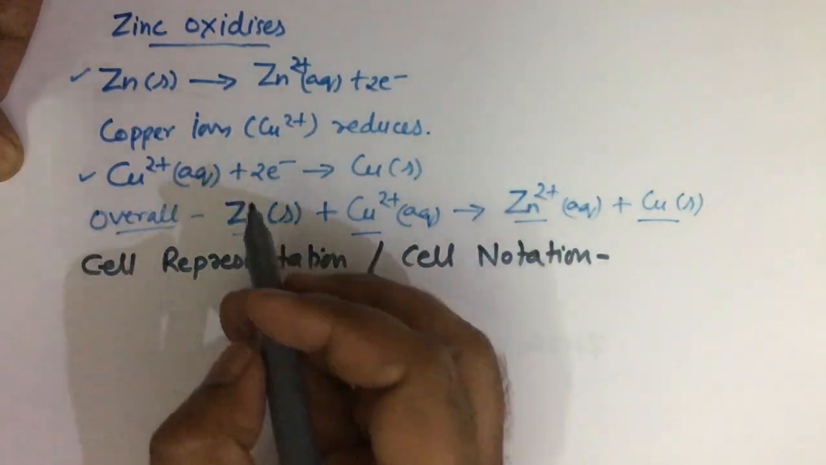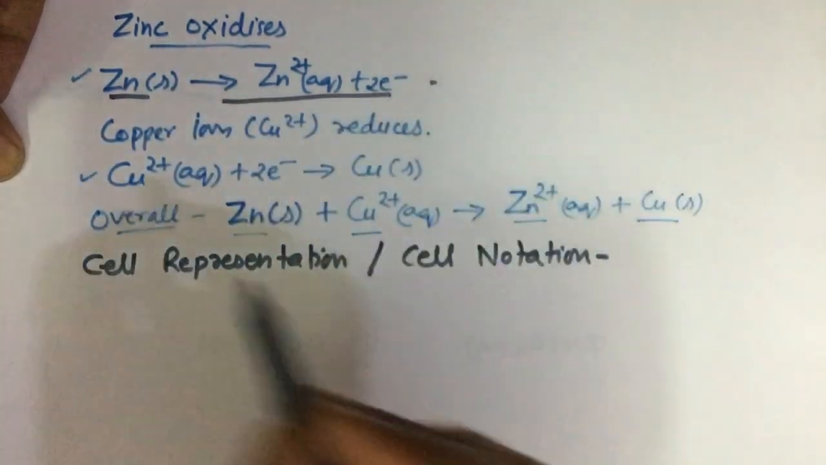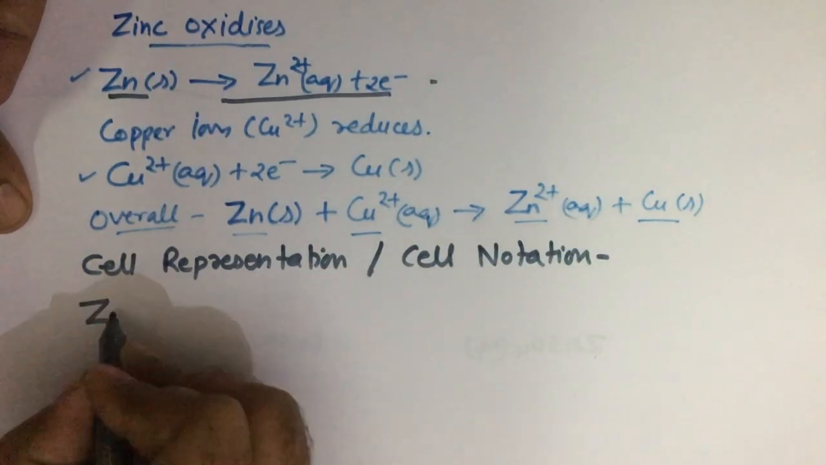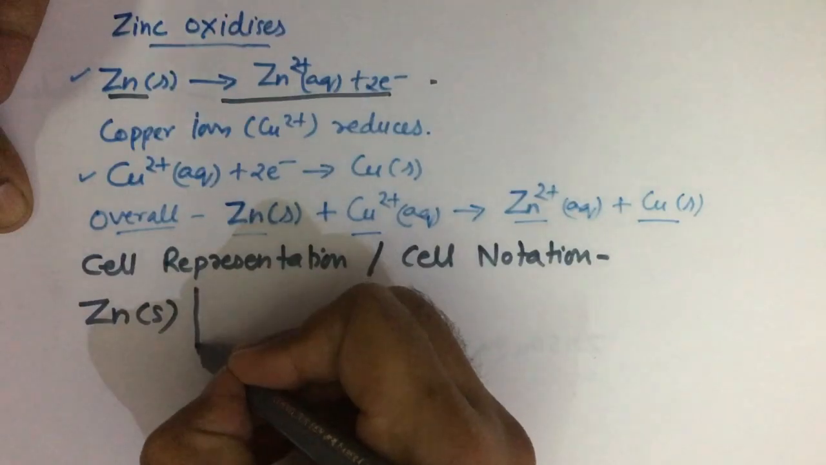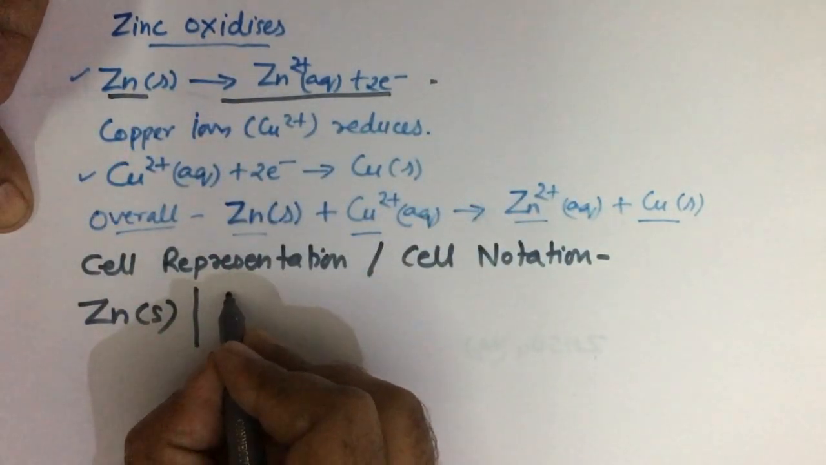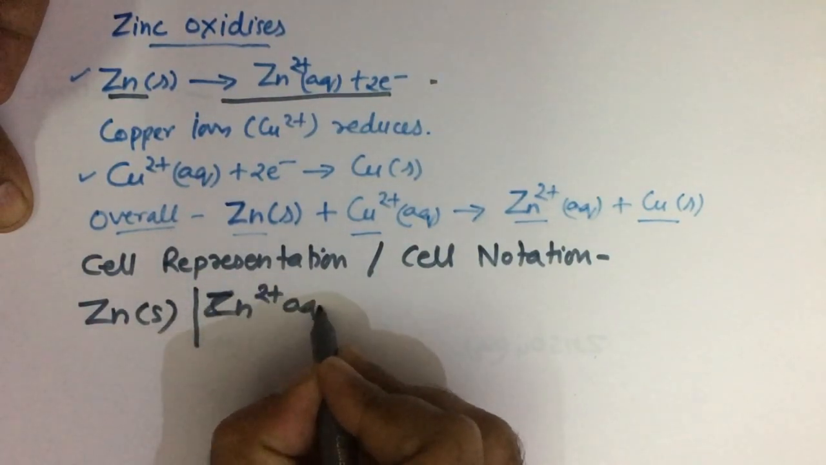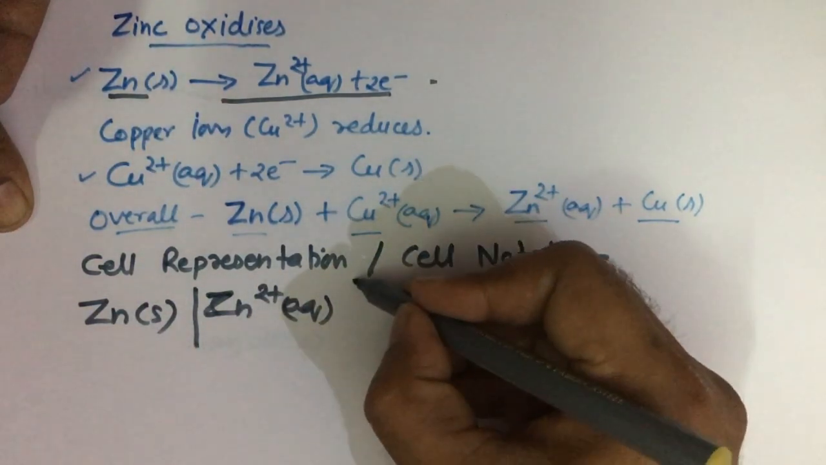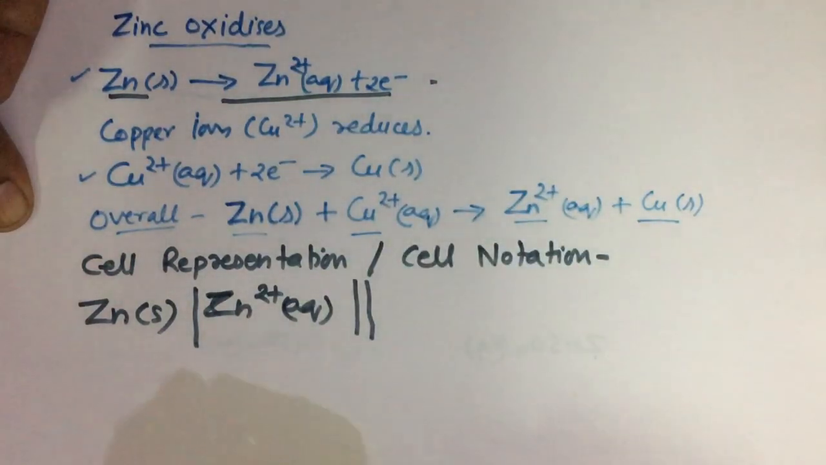We have the oxidation half. We can start with the oxidation which is taking place in the zinc. Zinc oxidizes. We start with the zinc solid. We write a vertical line and it forms zinc 2 positive ion, that is zinc 2 positive ion aqueous. This is the oxidation part, and we write 2 vertical lines, and then we write the reduction half.